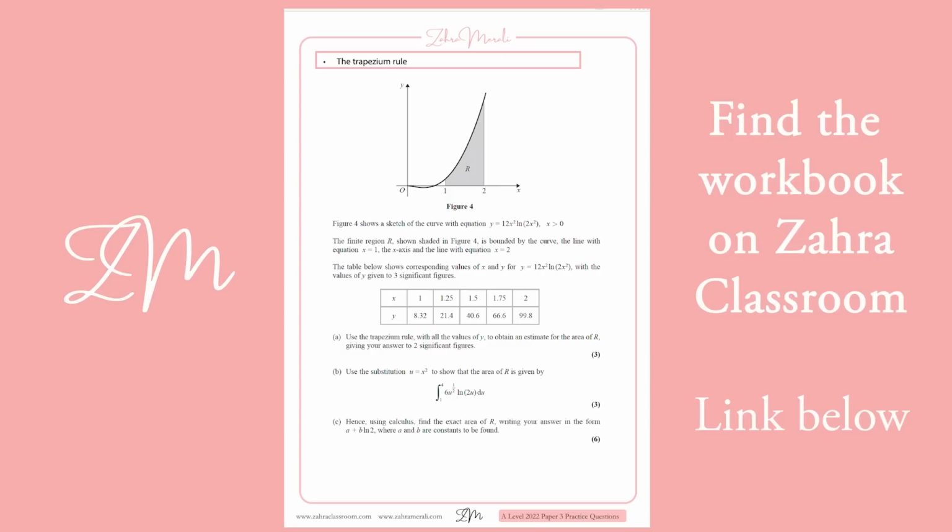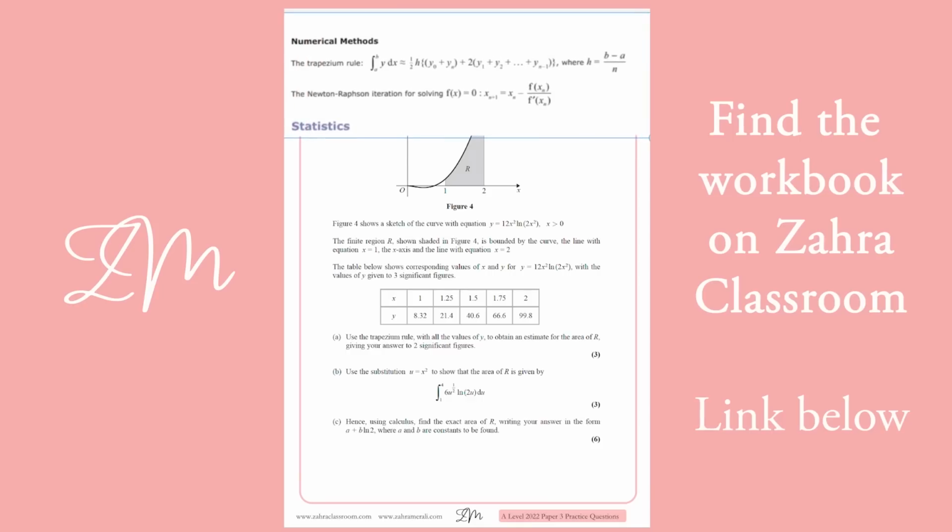Okay, so with the trapezium rule, from our formula book we get given this formula. So your first step is to identify your h. Now your h is always your difference in your x's. So h is 0.25. And then you want to identify your y naught, that's your first y, and your yn, which is your last y, and you are going to write it down exactly as it's given in the formula book.